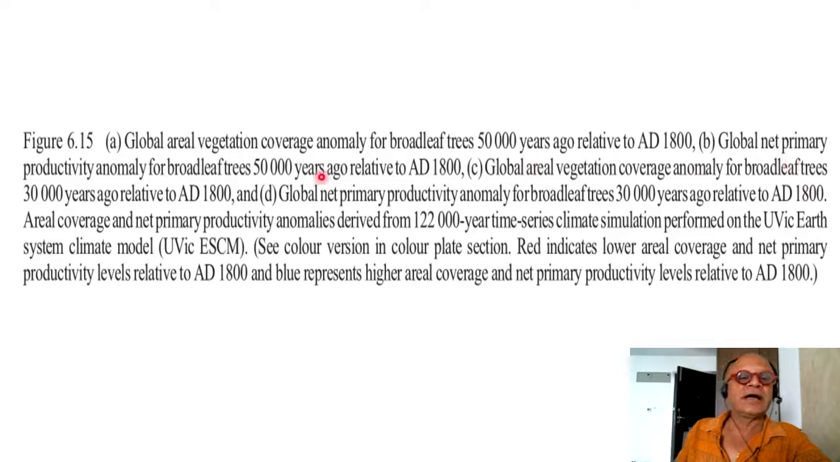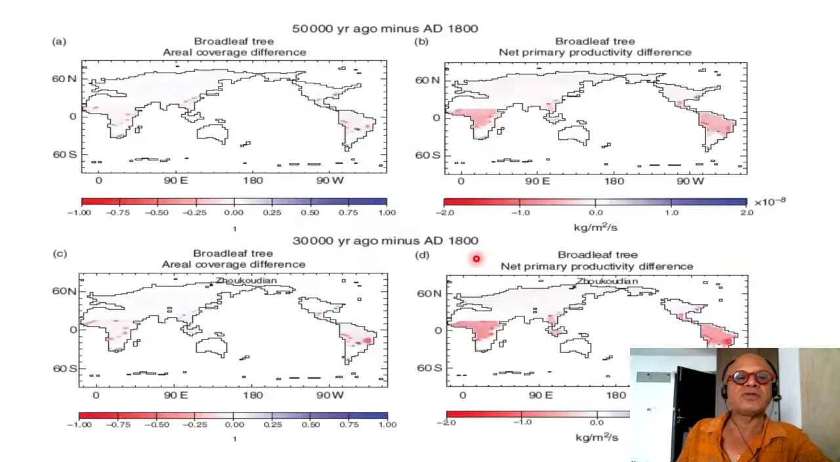Global next one up is global area vegetation coverage anomaly for broadleaf trees, now getting to 50,000. Also net primary production and aerial vegetation cover for broadleaf at 30,000 years and net primary production for the same time. Also look at this from the long 122,000 year simulation. So broadleaf area coverage, the signal is very spotty, but similar to what we've seen before, but you can see South America and North America begin to show up more when we zoom out here. 50,000 to 30,000 years ago.